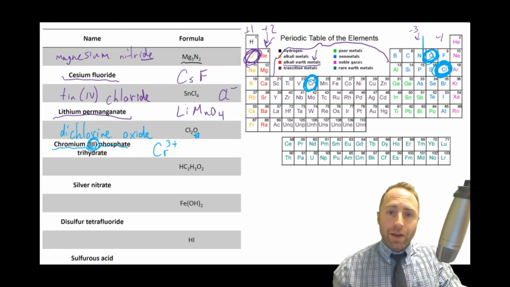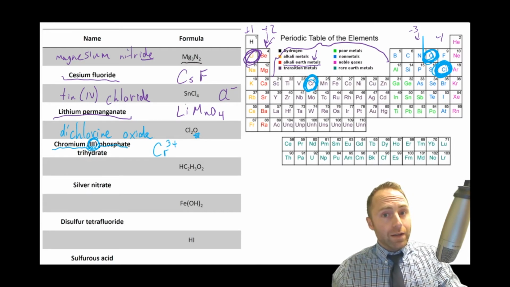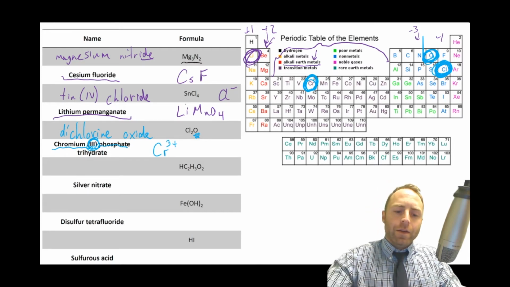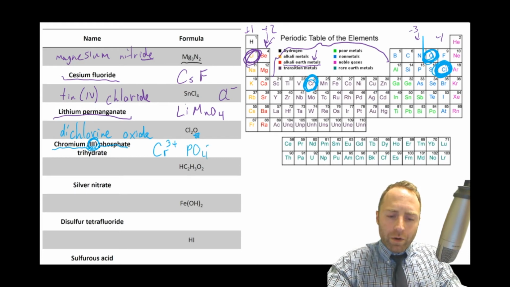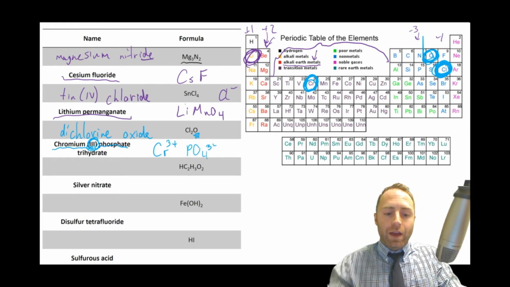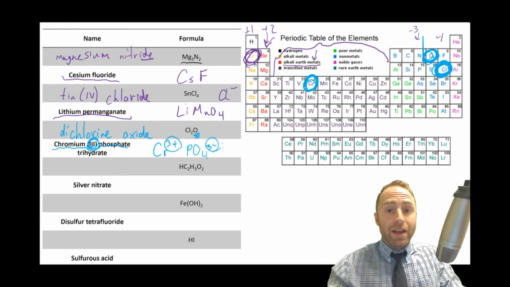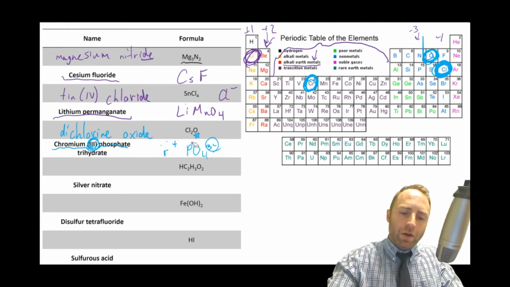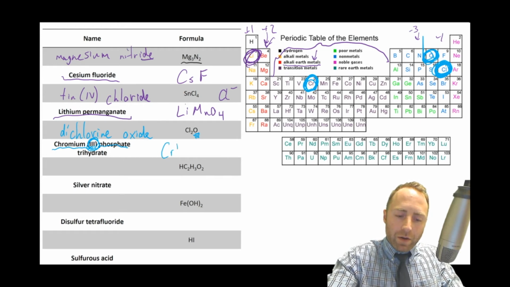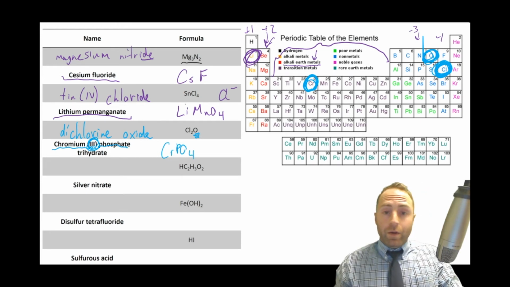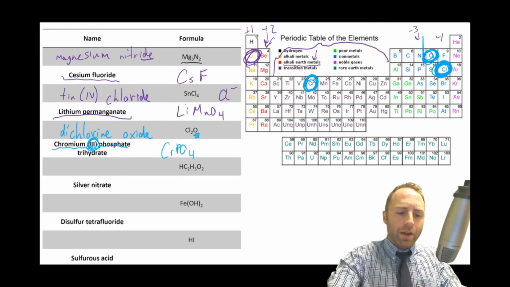It's that phosphate. What is it? Polyatomic ion. PO4 3-. Hey, 3+ and 3- cancel each other out nicely. So we can write out CrPO4. We're done, right? No, there's more to the chemical name.